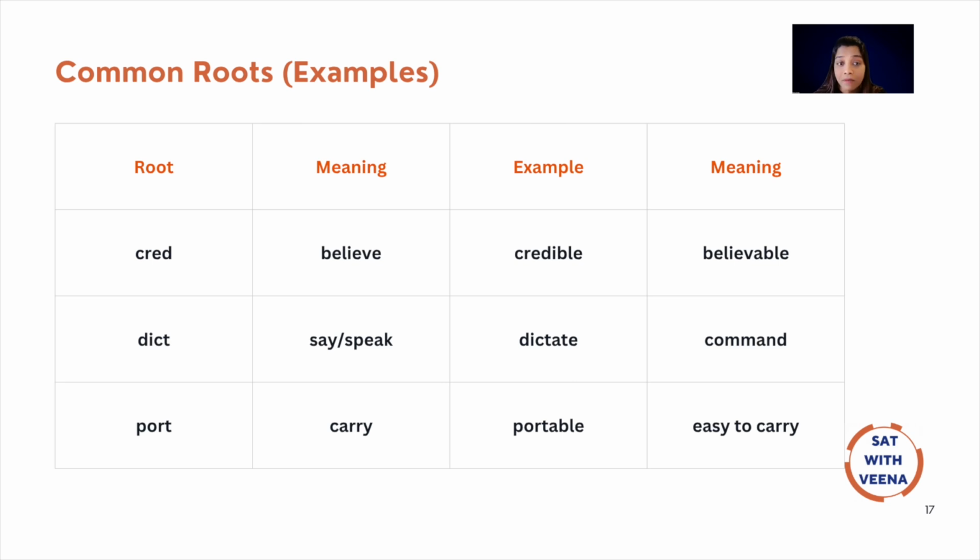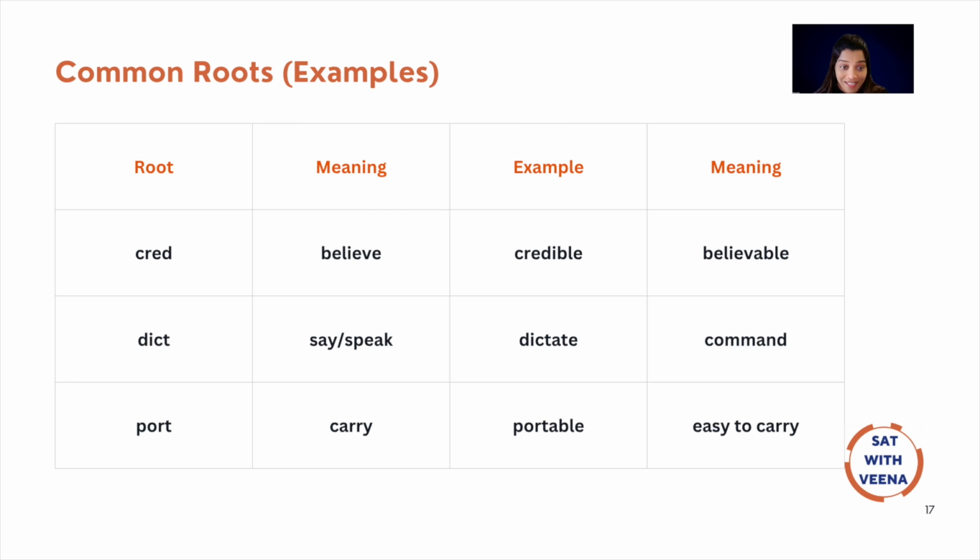These roots form the base meaning of a word, and once you know them, you can unlock dozens of words instantly. First, cred, meaning believe. On the slide, you see credible, which means believable. But there are more SAT words from this same root. Credit, meaning trust. Credibility, meaning reliability. Incredulous, meaning unwilling to believe. If you know that cred means believe, all of these become easy to decode.